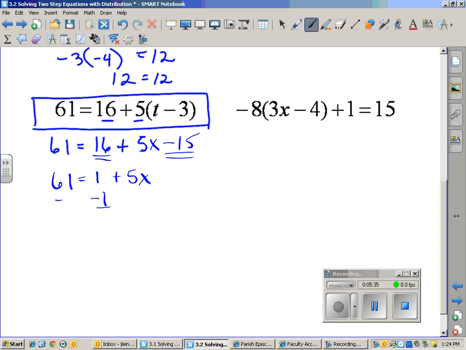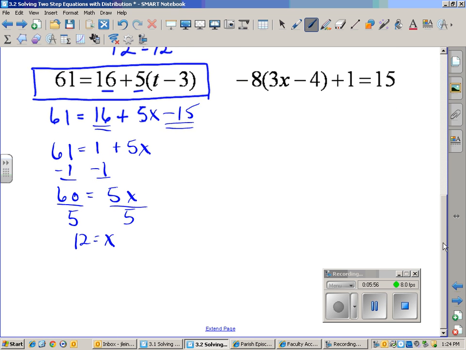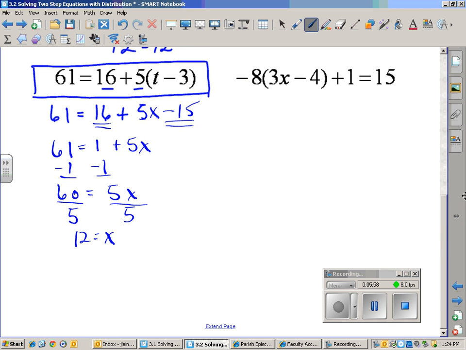Now I'm ready to add and subtract across the equal sign. Subtract 1 from both sides, 60 equaling 5x. Here's that math fact I talk about all the time: 12 times 5 is 60. Hopefully you remember what I've talked about. And x is equal to 12. And you'll go back and do the check for your homework as well.